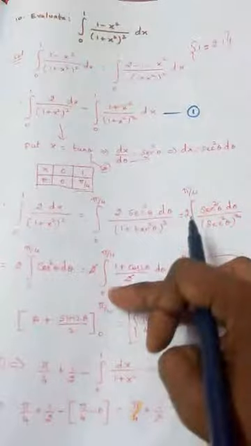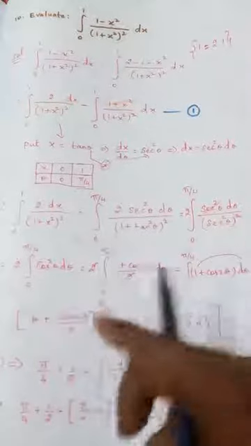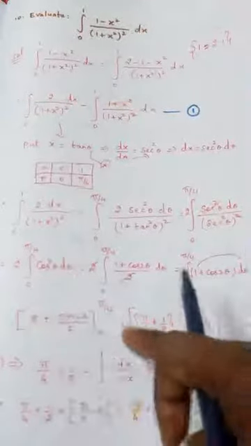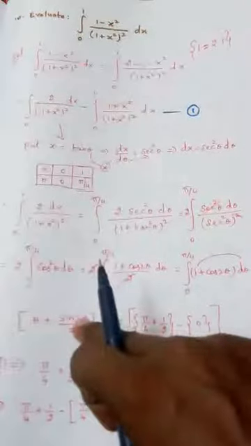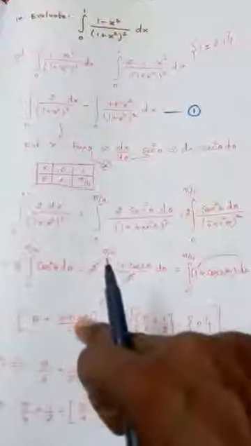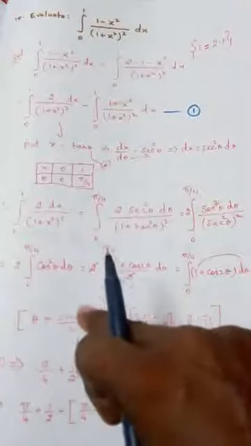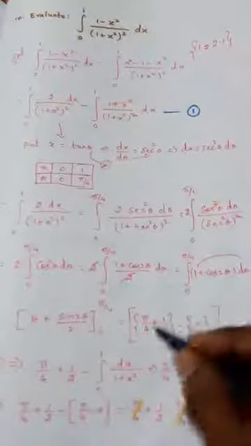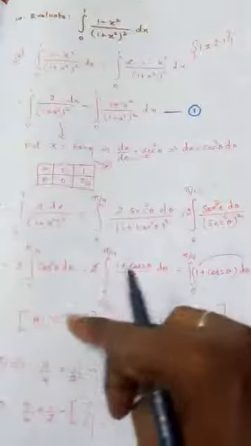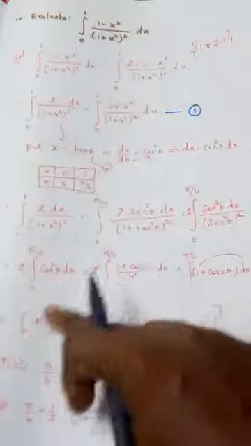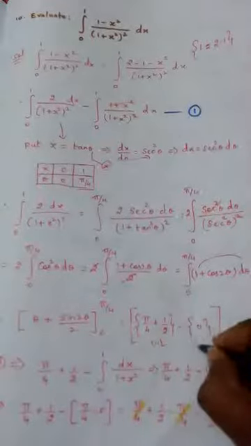Applying the upper limit, in place of theta put pi by 4. If you put pi by 4 here, it becomes pi by 2 because 2 is present in the front. 2 into 45, 90. Sin 90 is 1, so 1 by 2. This is called the upper limit. Minus, if I put 0 in place of theta, 0 here, so everything becomes 0. Lower limit becomes fully 0.